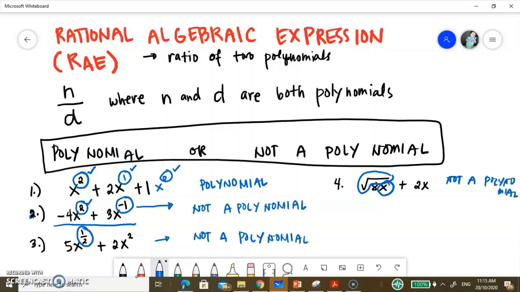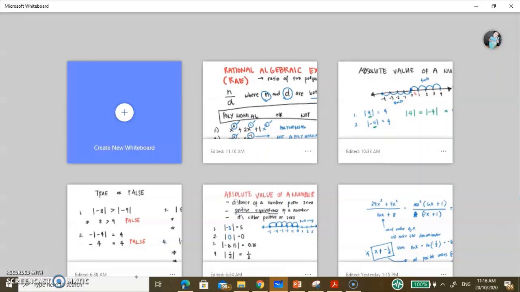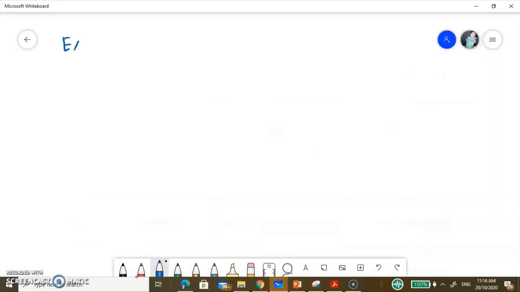Okay? So, you have to make sure first that for our rational algebraic expressions, the numerator and the denominator should both be polynomials. Okay? So, let's have examples. Some examples here. Number 1. Tell if it's a rational algebraic expression or not. Okay, so is it an RAE or not a rational algebraic expression?